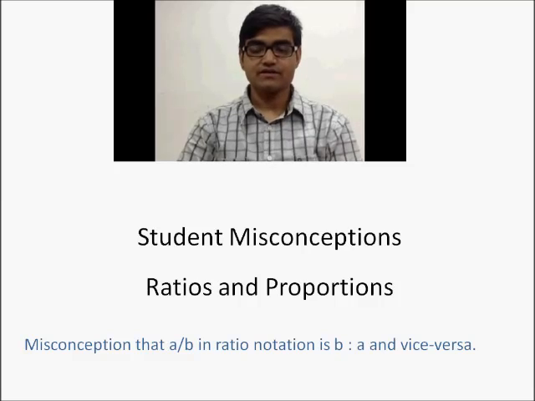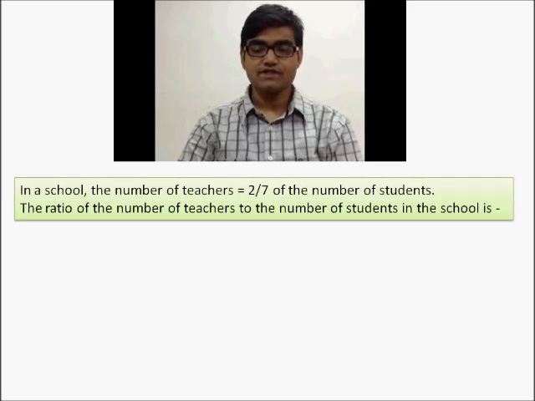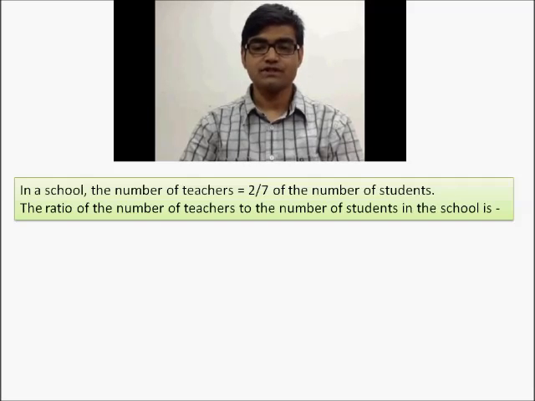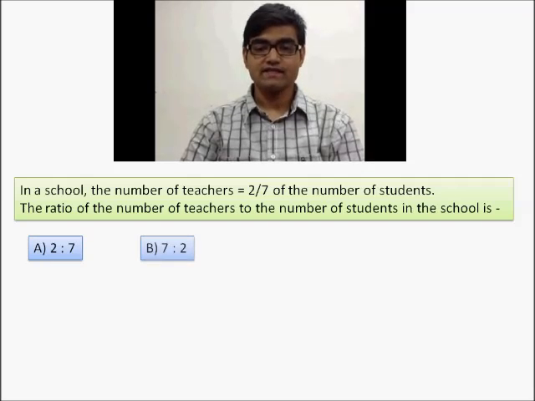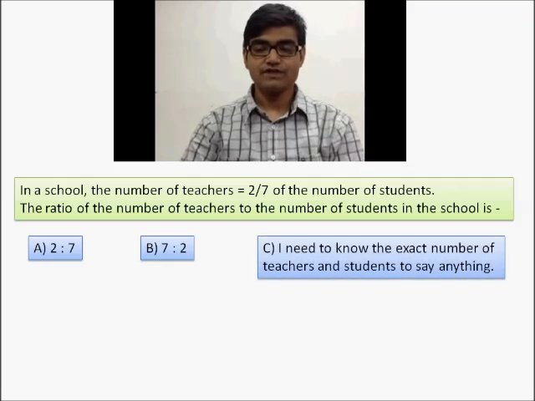This question states that in a school, the number of teachers is equal to 2/7 of the number of students. What is the ratio of the number of teachers to the number of students in the school? The options are A. 2:7, B. 7:2, and C. Need to know exact number of teachers and students to say anything.